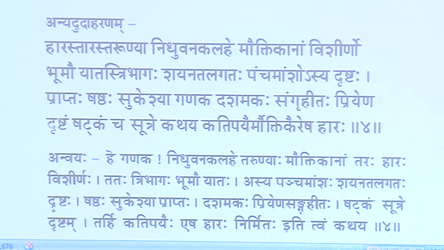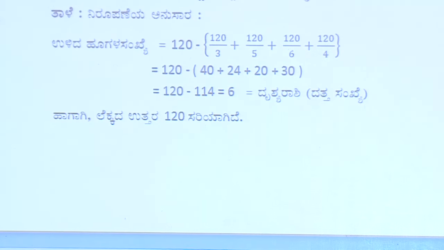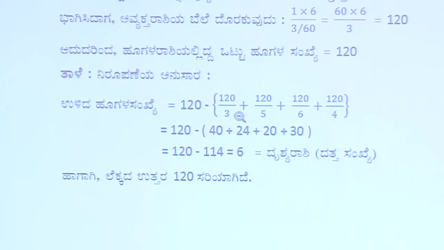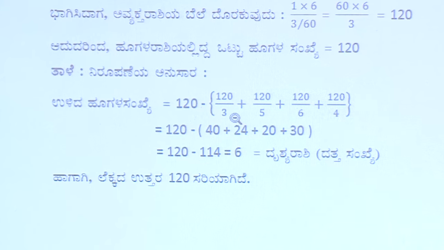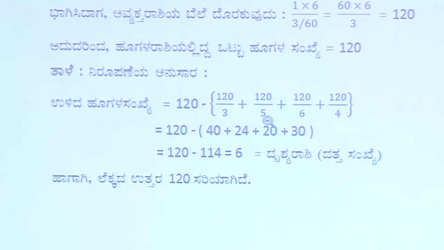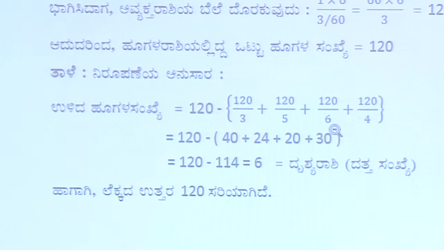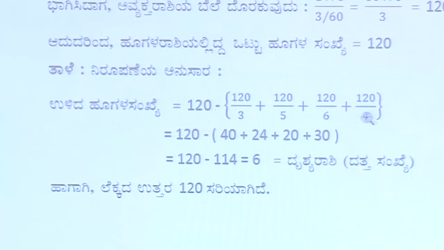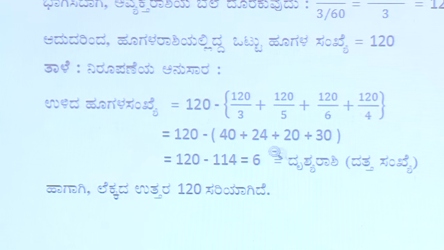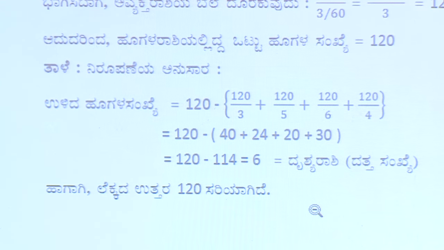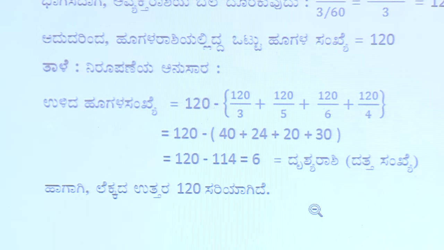There are 120 flowers. One third, that is 120 by 3, offered to Shankara. 120 by 5, 120 by 6, 120 by 4 offered to the other deities. That is 120 minus 40 plus 24 plus 20 plus 30. So 120 minus 114 equal to 6 flowers remaining. Okay, next.